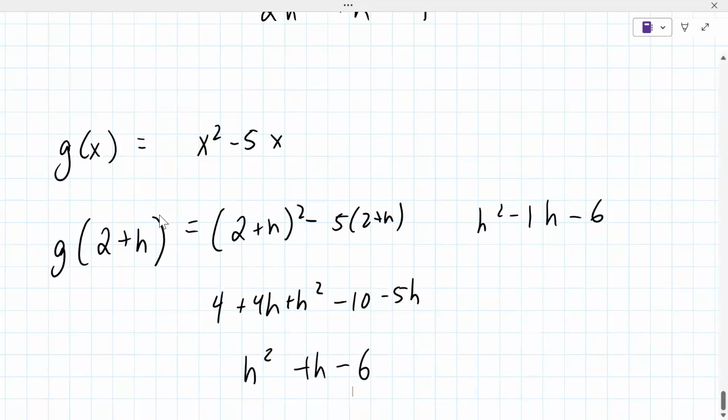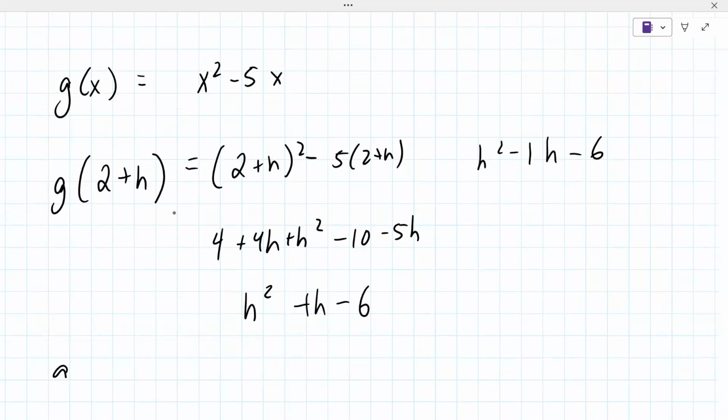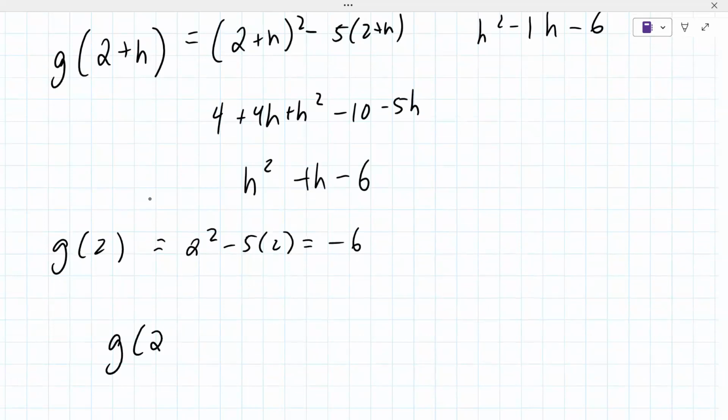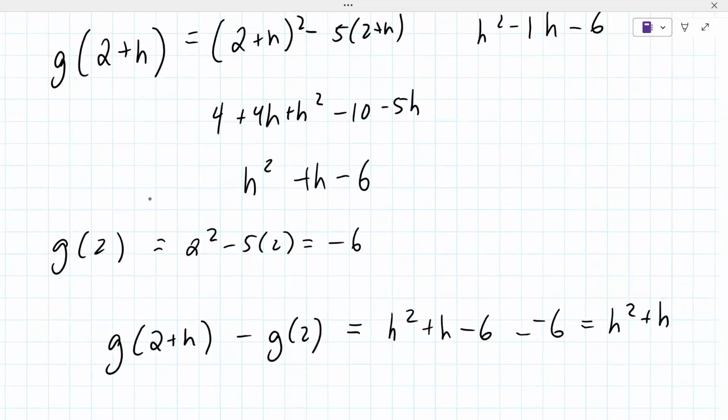So, where this is going is kind of like that example here. You'll find g of 2, which is 2 squared minus 5 times 2, which ends up being minus 6. And then you'll be asked to find g of 2 plus h minus g of 2, which is h squared minus h minus 6 minus negative 6, which is h squared minus h. Okay.